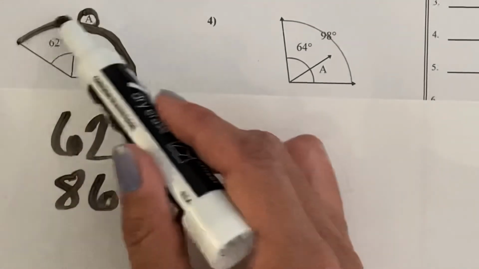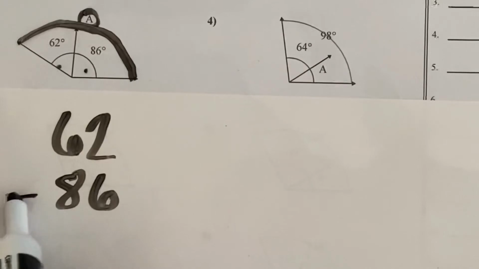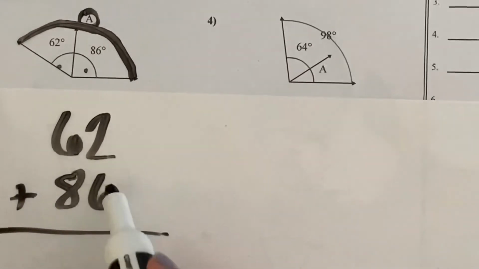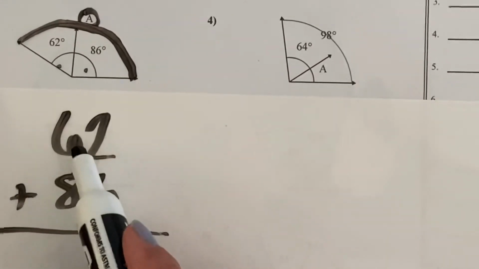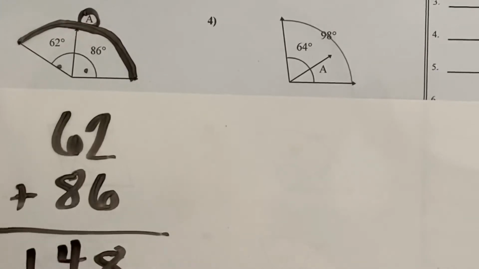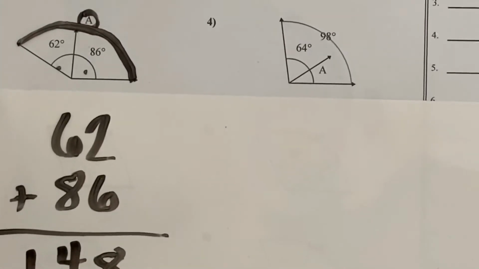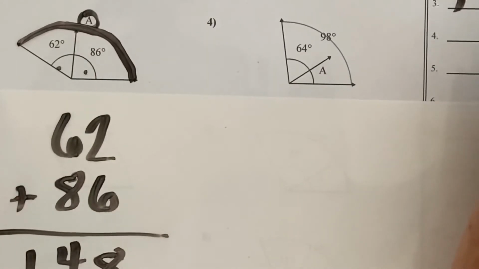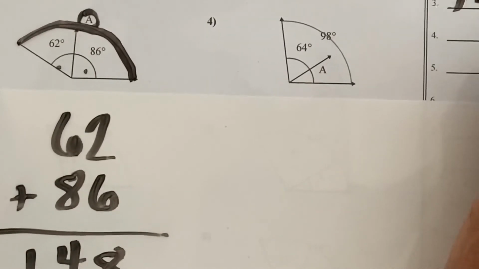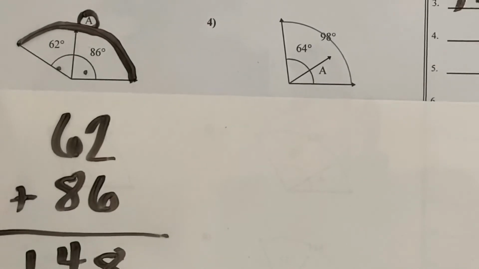In order to find the total of these two angles, I add to get the total. 2 plus 6 is 8. 6 plus 8 is 14. The measure of angle A is 148 degrees. And let's move on to question number 4. Since we're already here, you can finish the rest of the page on your own.